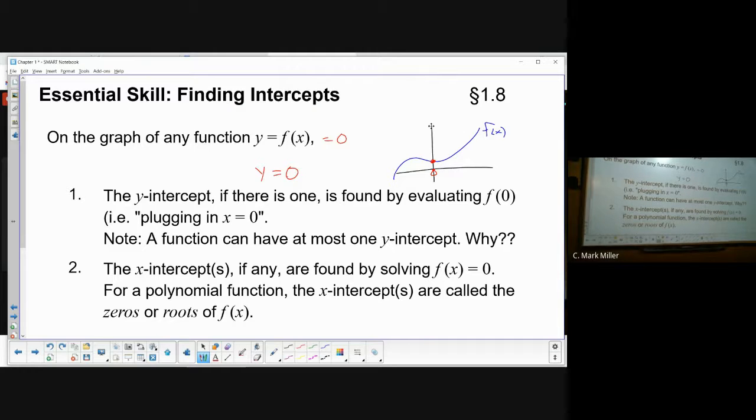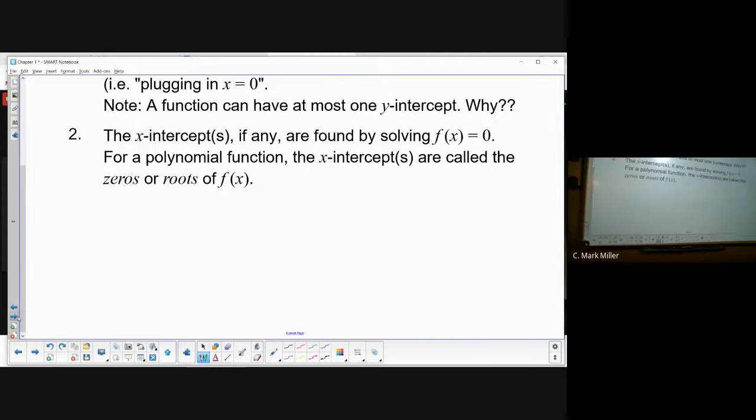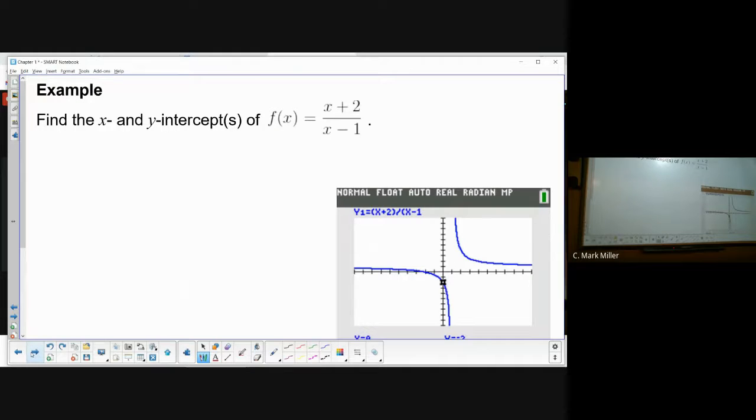How do you find the y-intercept of any function in the universe? Plug in 0. How do you find the x-intercept of any function in the universe? You set the function equal to 0 and solve. All right? Now, find the x and y intercepts of that guy there.